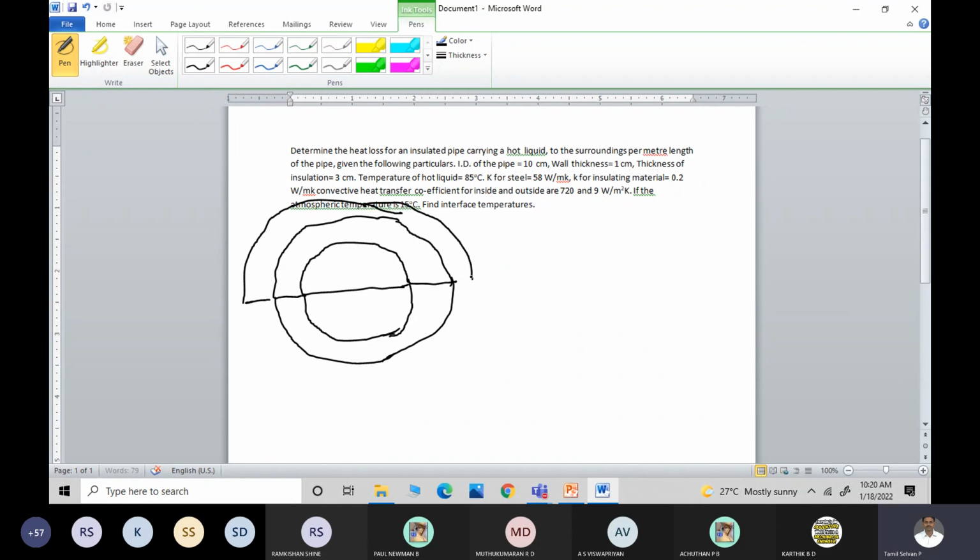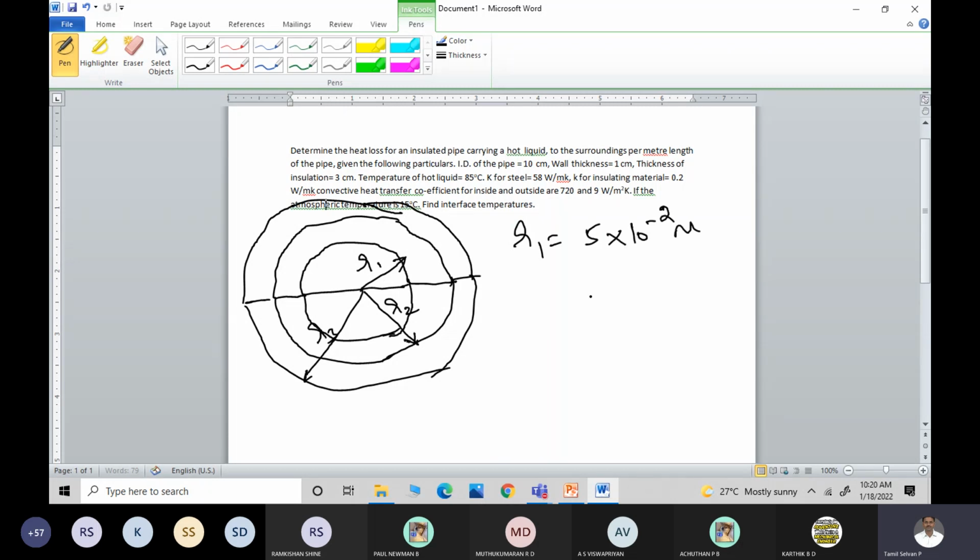Kindly bear with me because I am using a very soft pen and writing pad. Okay, so this is the thing, ma. Now we have R1, R2, and R3. Am I correct, ma? R1, R2, R3. So inner dia of the pipe is 10 centimeter. So R1 is equal to 10 by 2, that is 5 centimeter, 5 into 10 power minus 2 meter.